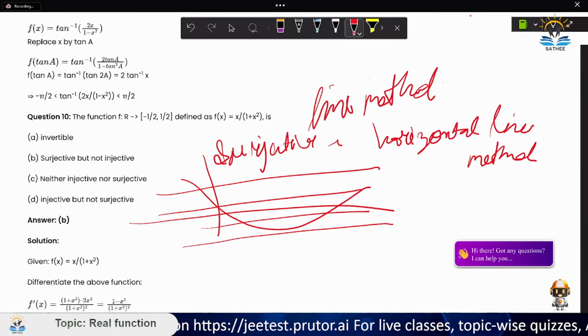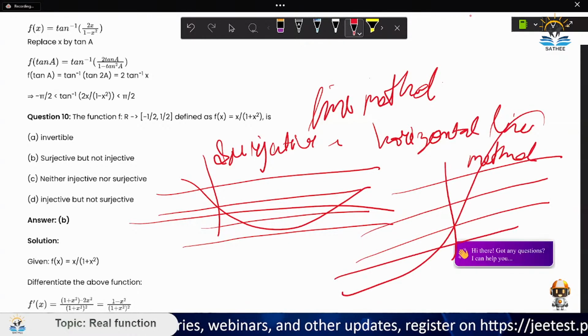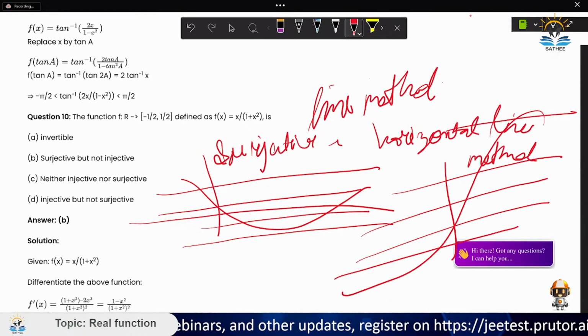Right, if we are given a graph and we have to tell whether it's a surjective graph or a surjective function or not, so what we do is we draw a horizontal line and see if it's passing through more than 2 points, like more than 1 point, so it is a non-surjective function. And if it passes through only 1 point, like if the function is like this, so it is passing through 1 point entirely, right? So this is a surjective function because the horizontal line is only passing through 1 point.